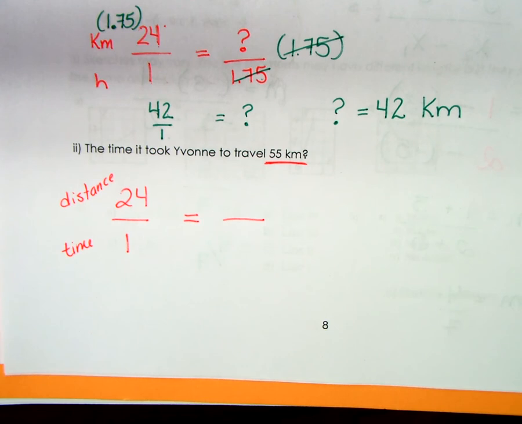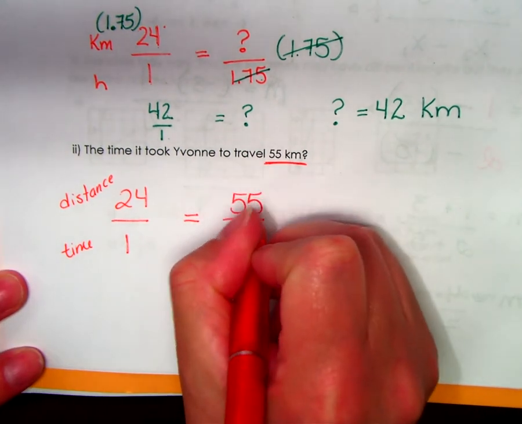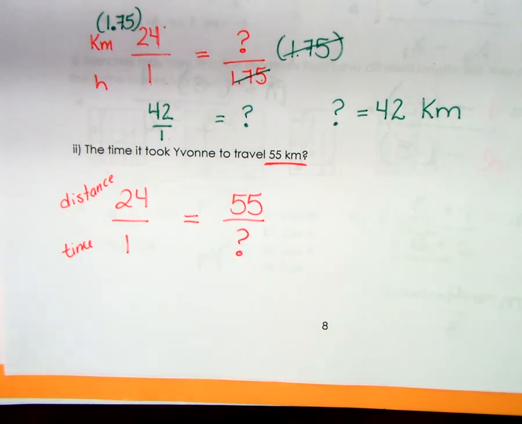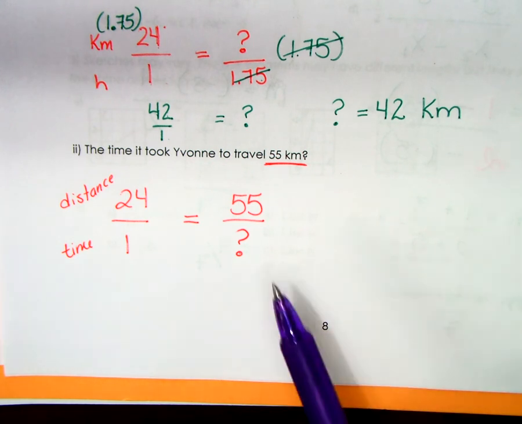Try again. 55. And what are we trying to find? We're trying to find the time. Solve for the question mark. How? I got this. You got this? This is trigonometry again, guys. Why would we ever do trigonometry? Okay, we did trigonometry last unit.